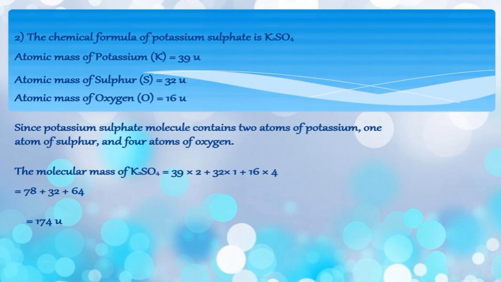Then the second example is the chemical formula of potassium sulfate, that is K2SO4. Atomic mass of potassium is 39 mu, atomic mass of sulfur is 32 mu, and the atomic mass of oxygen is equal to 16 mu. Since a potassium sulfate molecule contains 2 atoms of potassium, 1 atom of sulfur, and 4 atoms of oxygen, the molecular mass of K2SO4 is equal to 39 into 2 plus 32 into 1 plus 16 into 4, which is equal to 174 mu.